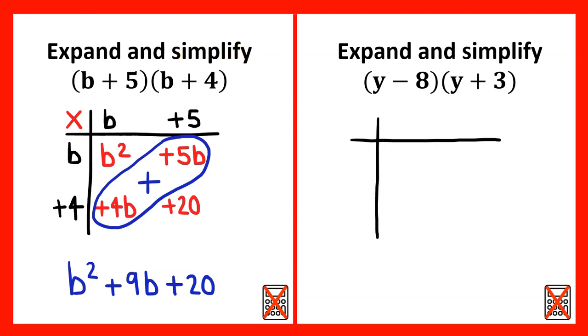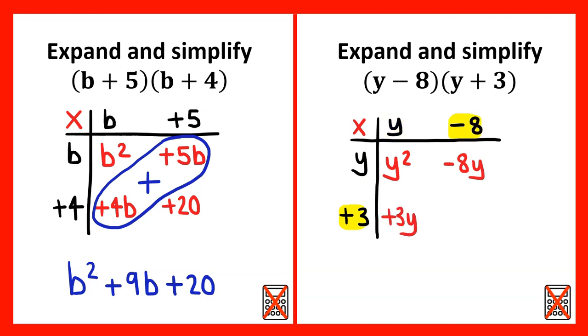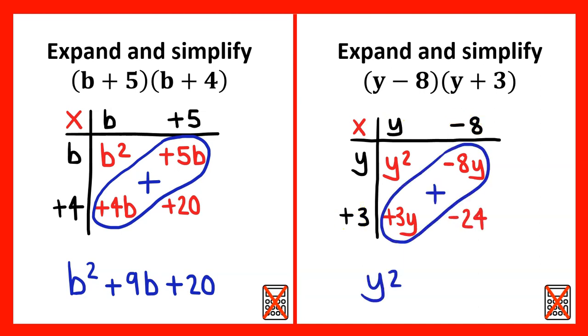Next, we need to be a bit more careful because we have the inclusion of some negatives. y minus 8 across the top, y plus 3 against the side. Multiplying each of these terms, y times y is y squared. y times negative 8 is negative 8y. y times positive 3 is positive 3y. And positive 3 times negative 8 is negative 24. y squared. Now collecting like terms, we have positive 3 and we're adding negative 8, lots of y.